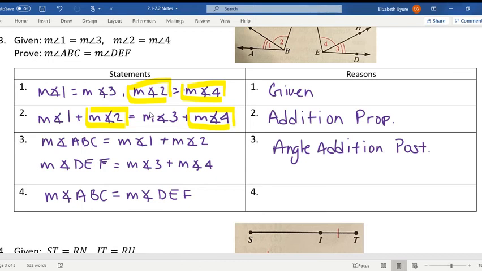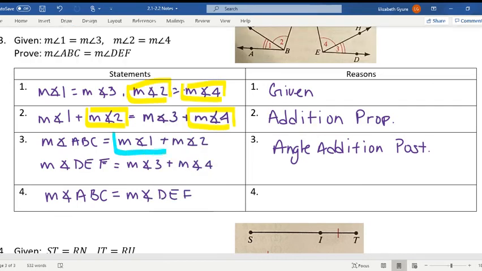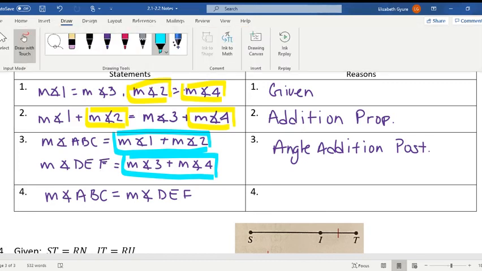Well, if you look at step 2, we knew in step 2 that the measure of angle 1 plus the measure of angle 2 is equivalent to the measure of angle 3 plus the measure of angle 4, which means by our substitution property, we can say the measure of ABC is equal to the measure of angle DEF. So that is the substitution property.